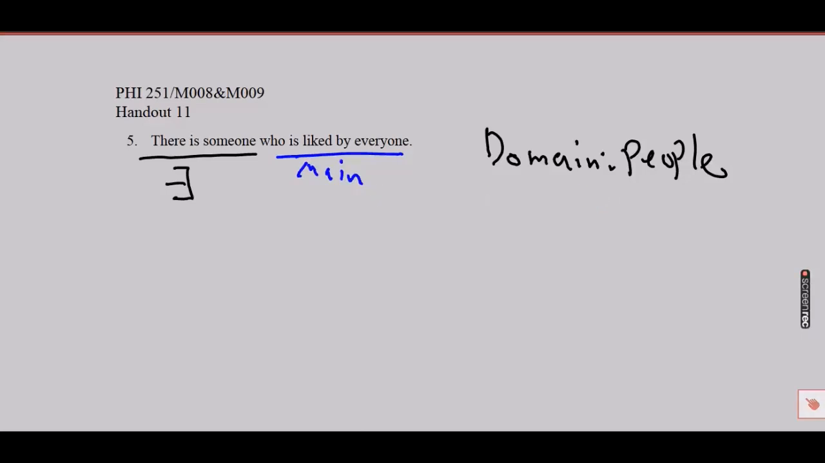Okay, so how should we do this? Well, we say there is some x. And about x, what we are saying is that x is liked by everyone. So I just put it in English: x is liked by everyone.